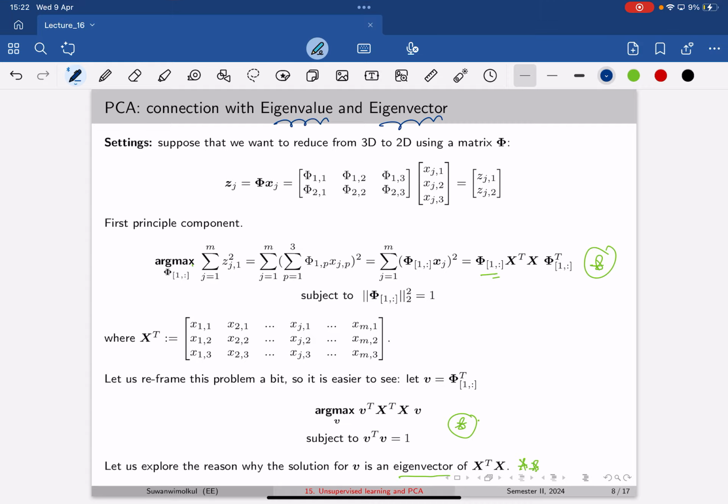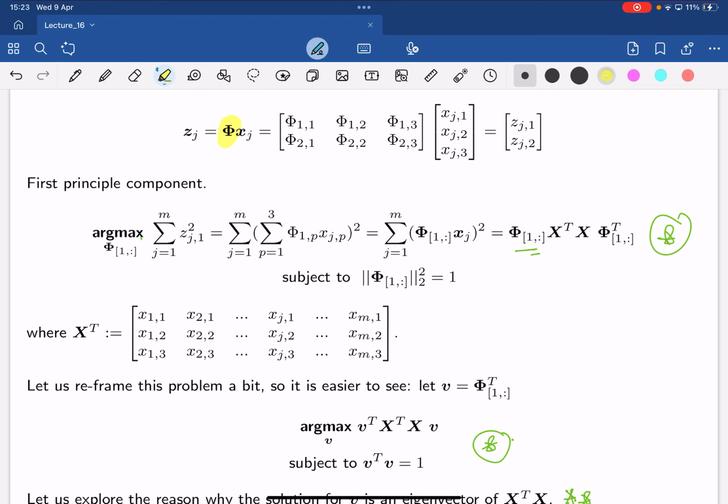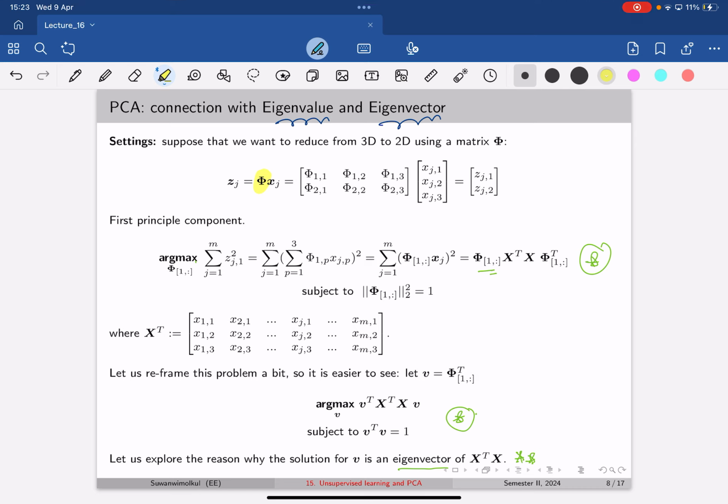All right, but before we go over that, let's look at the relationship between the PCA problem and the eigenvalue and eigenvector. Spoiler alert, that phi matrix is going to be the matrix of your eigenvectors if it's actually the solution to this PCA problem. Okay, so let us look at how they are related.